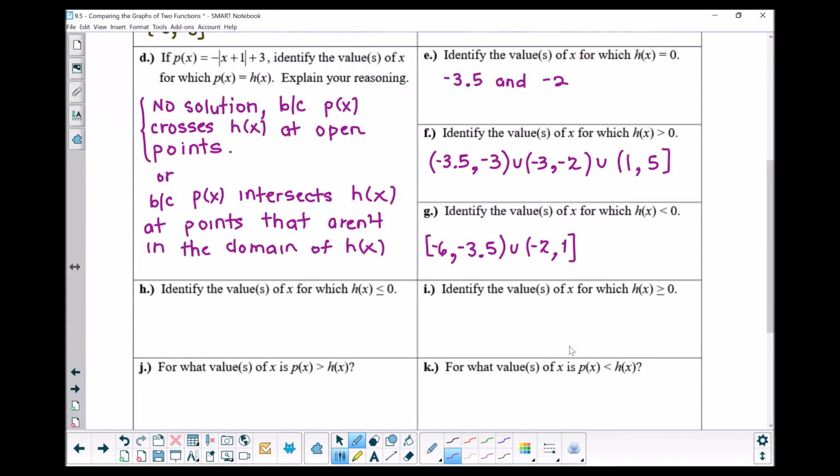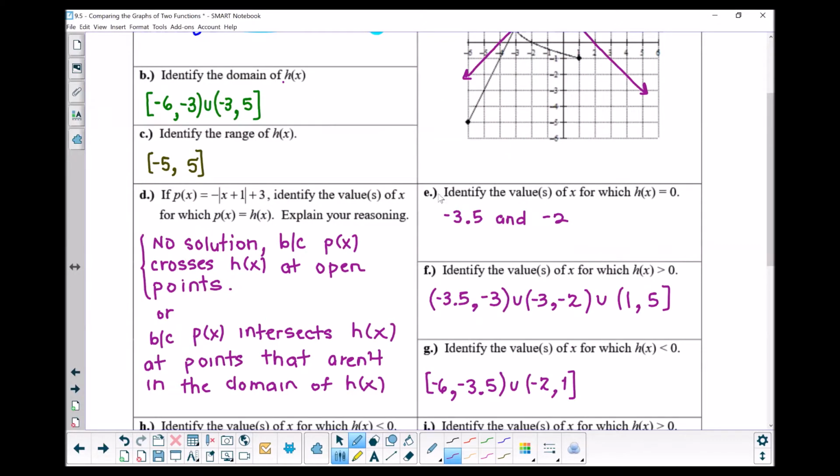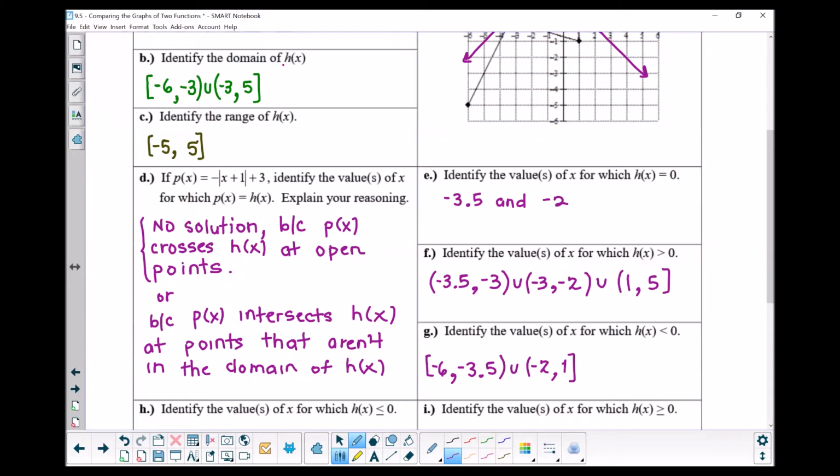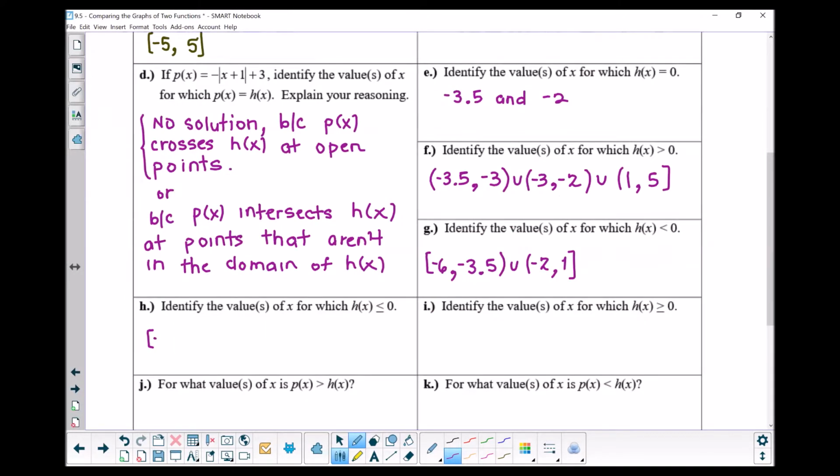All right, part H, identify the values for which h of x is less than or equal to 0. So that sounds a little bit like what we did in part G, but now we're allowed to include the places where we are on the x-axis. So if we peek at this again, when we get to this -3.5 right here, we can include him. And when we get to that 2, we can include him. So it's basically the same answer that you had for G, except you can put brackets around those two numbers that were formerly in parentheses.